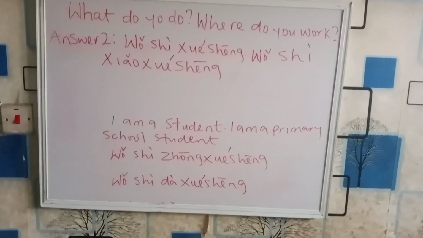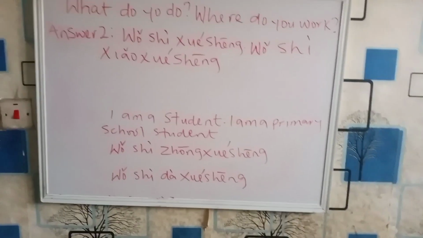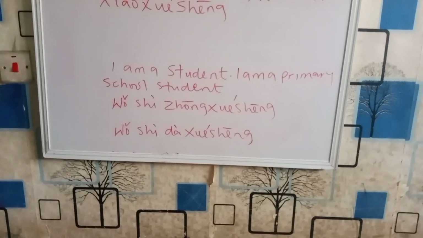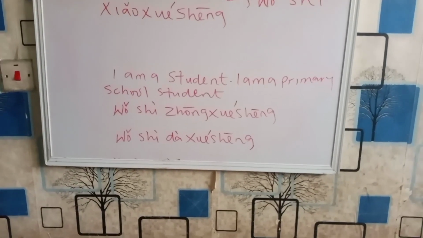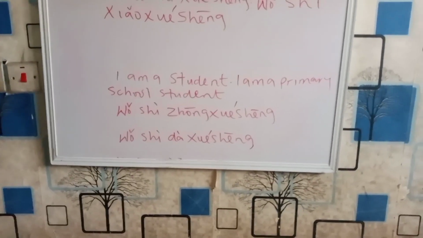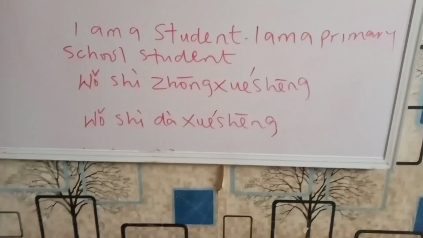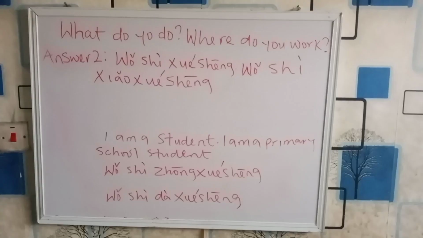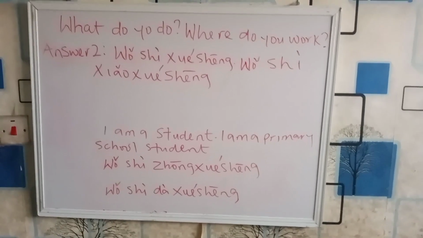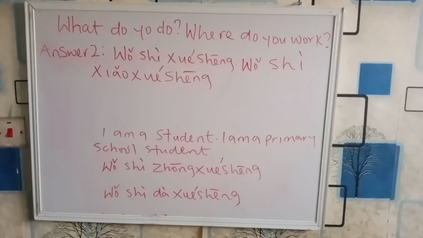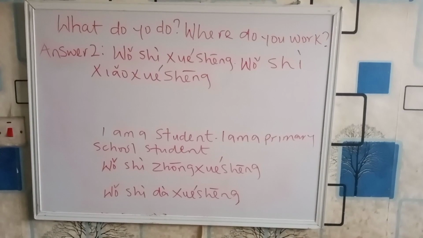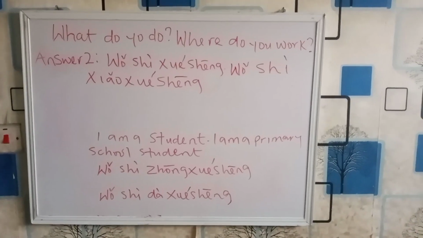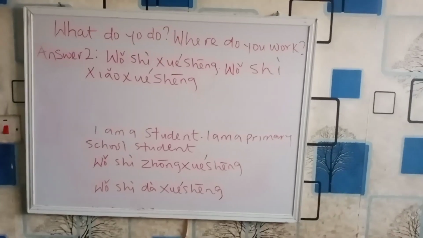If you want to say you're a secondary school student, you say 我是中学生. If you are a university student, you say 我是大学生. 中 means middle. 大 means big. 小 means small. So this is how to say that you are a student. 我是小学生, 我是中学生, 我是大学生. But if you just want to say I am a student, 我是学生.